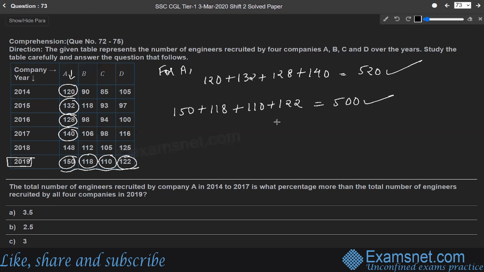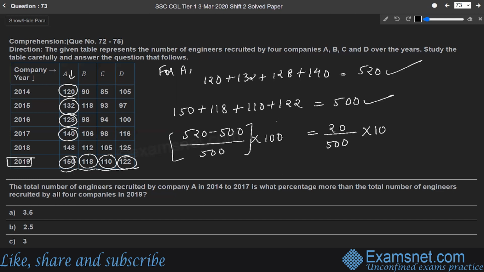Now we have to find that this is what percentage more than this. Okay, means 520 is what percentage more than 500. So the required percentage will be 520 minus 500 divided by 500 into 100. Okay, so when we solve this, 520 minus 500 is 20. 20 divided by 500 into 100.